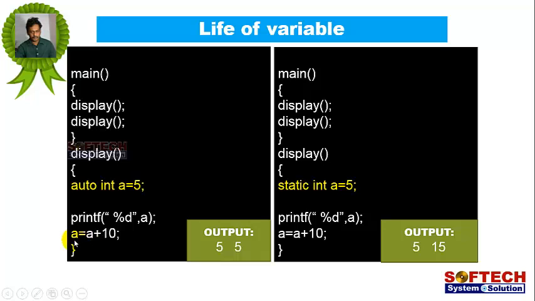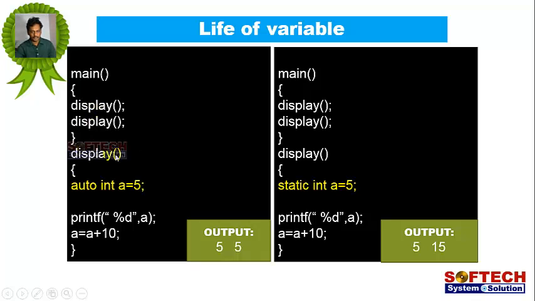After the printf, we add 10 to the existing value of a. The existing value of a is 5. 5 plus 10 is 15. That 15 is assigned to a. Now the value of a is 15. Then the control is transferred to main. Again it calls the same display function. The control transfers to the display function. Then it declares again, because the life of the automatic storage class specifier is local.